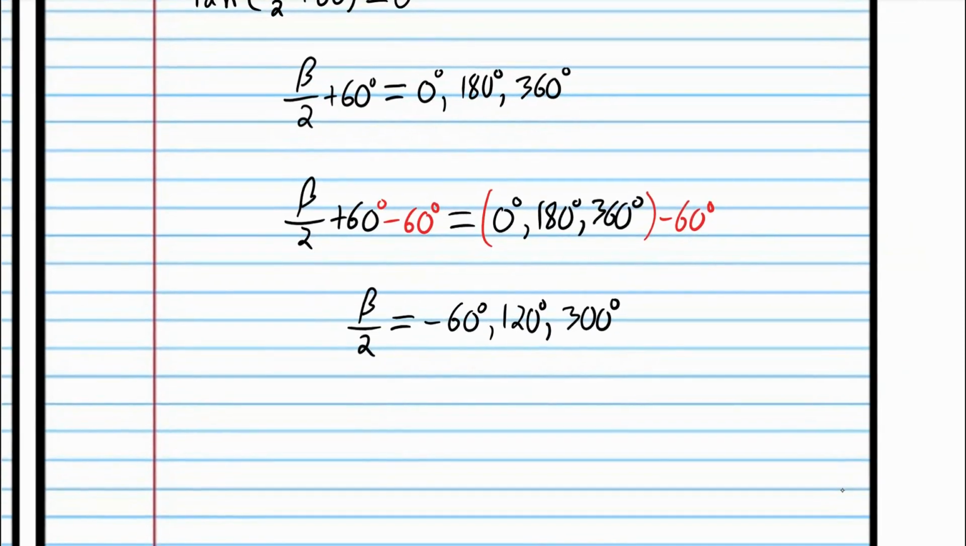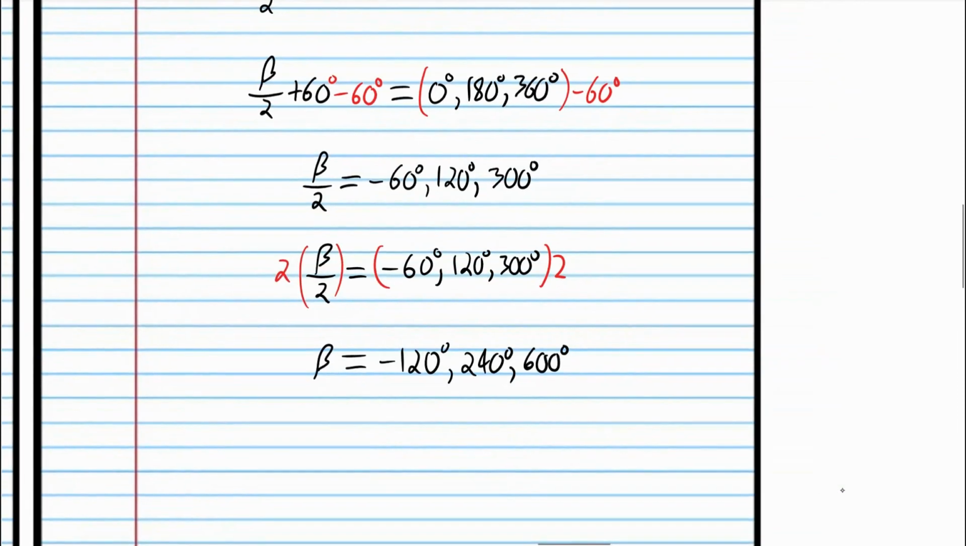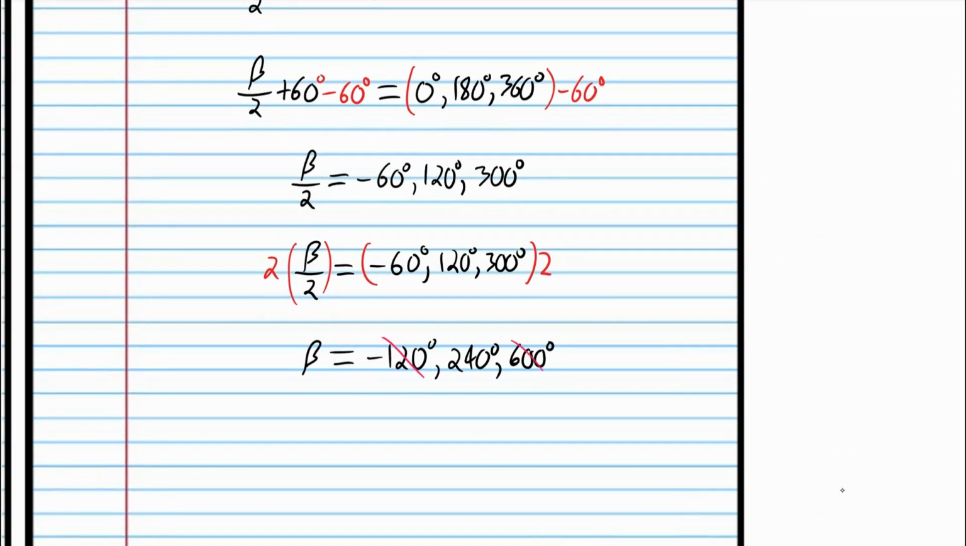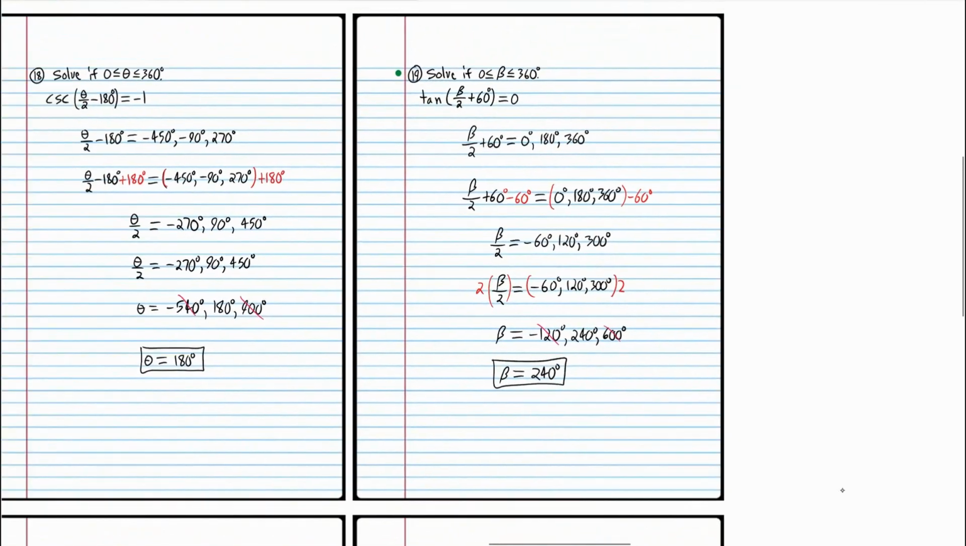And so then we're going to multiply both sides of the equation by 2. So we have beta is equal to negative 120, 240, and 600. So you can see that there's only one solution. We can't have a negative number. We can't have a number bigger than 360. So beta is equal to 240 degrees. So we got that one right. Excellent.